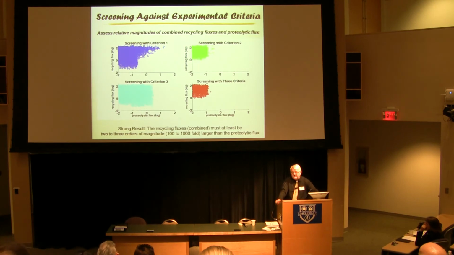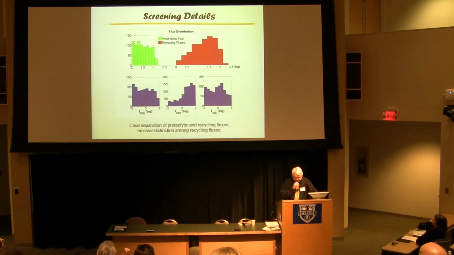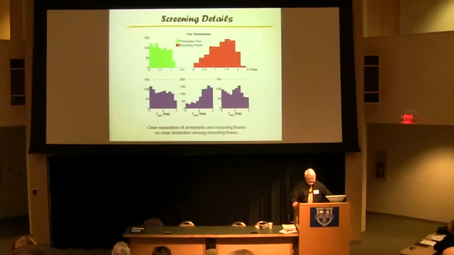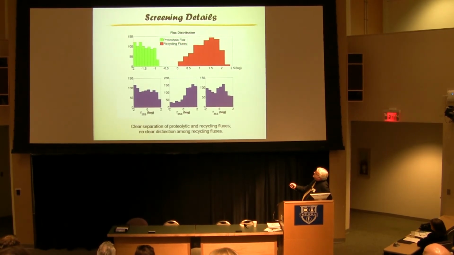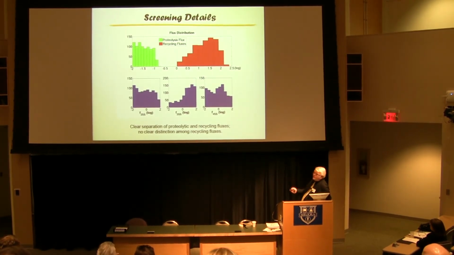In fact, we looked at the other criteria too, and we get sort of similar results, and I'm not going to go into that. So here it is again in a different representation. Here the proteolytic fluxes, here the recycling fluxes, they are clearly separated. That's luck. I mean, you cannot expect this. We were lucky, okay? Luck favors the prepared, I guess.